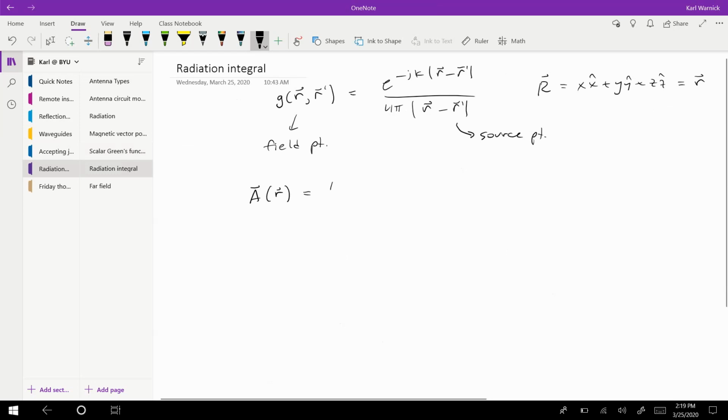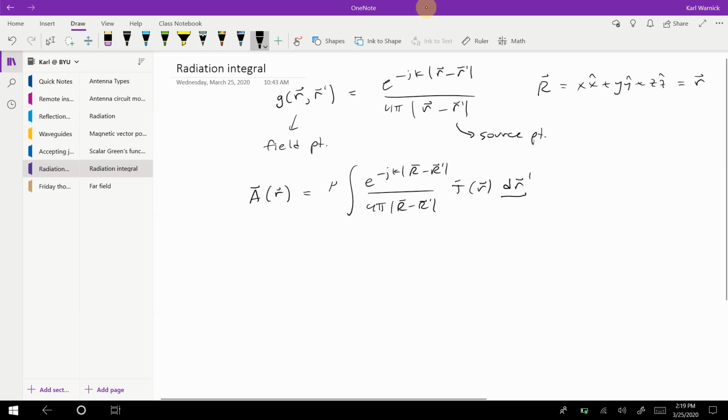Well, A is equal to mu times the integral of the Green's function, e to the minus j k times the magnitude of r minus r prime over 4 pi, and then j of r. Oops, I accidentally switched from the lowercase r to the uppercase r, but don't be confused by that. It represents a point. And then I integrate over dr prime.